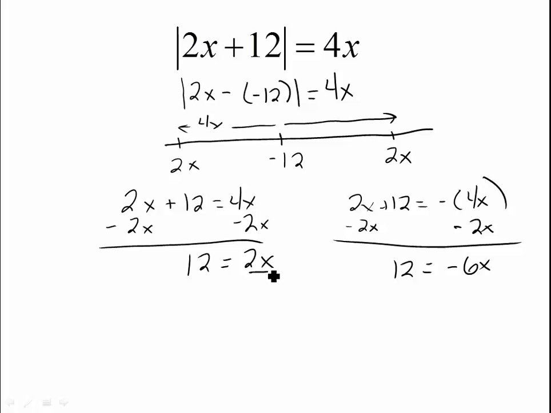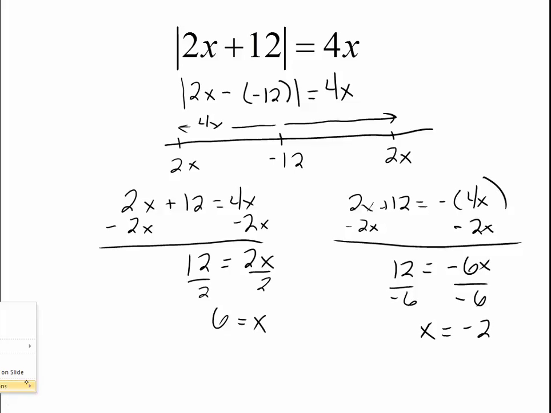Using the division property of equality, I'm going to divide both sides by 2, and x could be 6. I'm going to divide both sides by negative 6, and x could be negative 2. If we stop right here, we'd actually get something wrong.